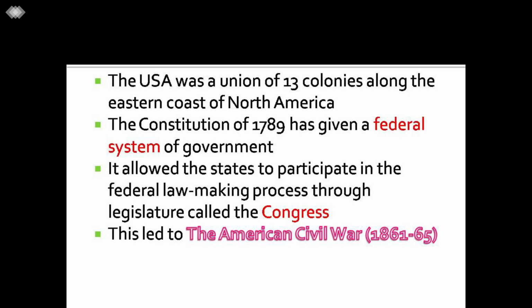A little less than a century after the War of American Independence, severe differences divided the states of the USA, leading to the American Civil War between 1861 to 65. In this war, the federal government of the Union, supported by the states of the northern USA, fought against 11 states of the southern USA, which had organized themselves as the Confederate States of America.